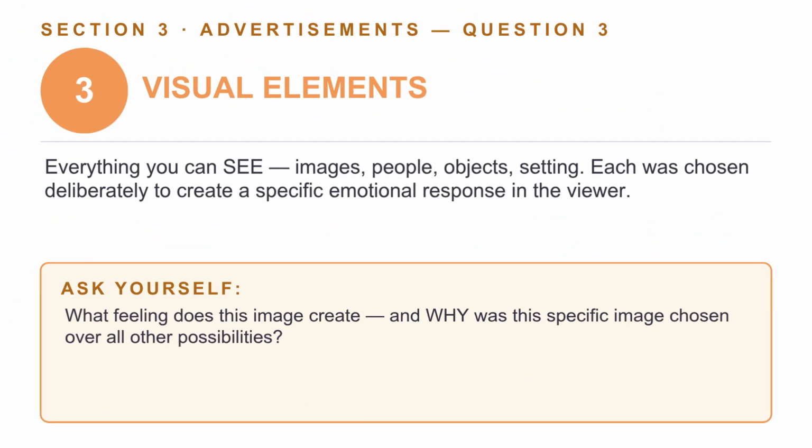Element number 3, visual elements. Visual elements are everything you can see in the advertisement. The images chosen, the people in them, the objects, the setting of the image. Ask yourself this: what feeling does this image create? And why was this specific image chosen over every other possible image?